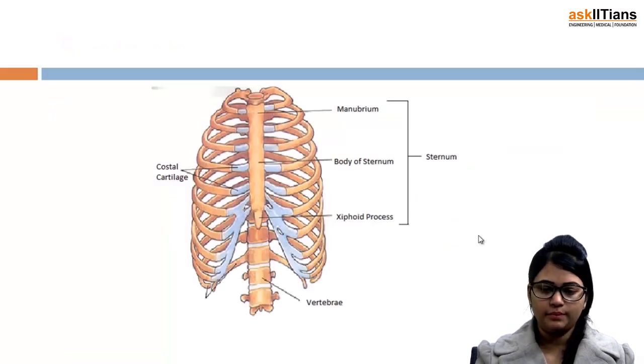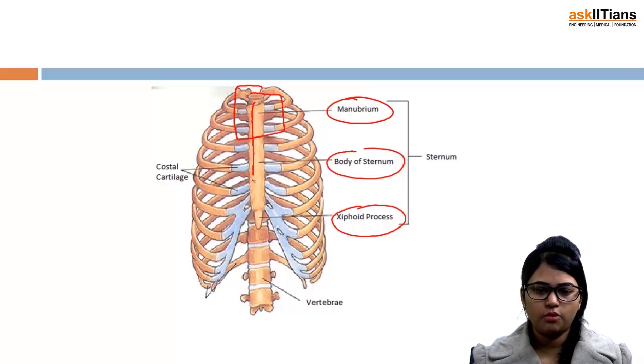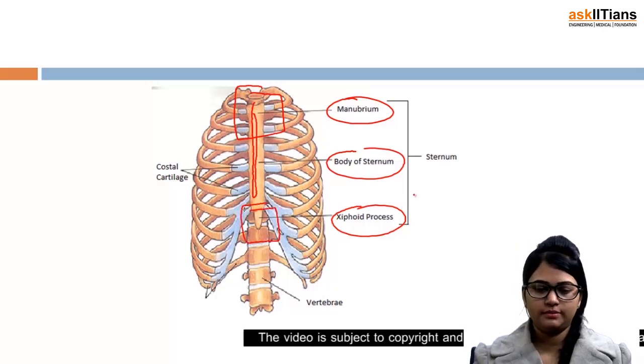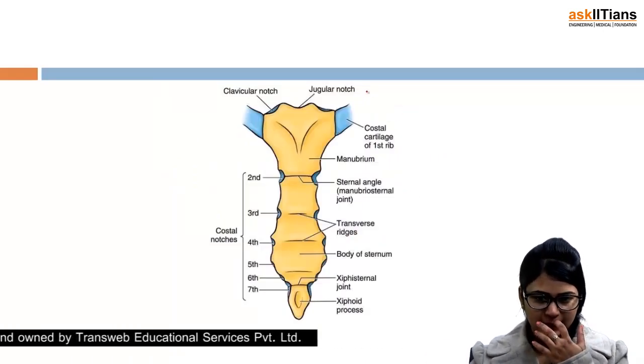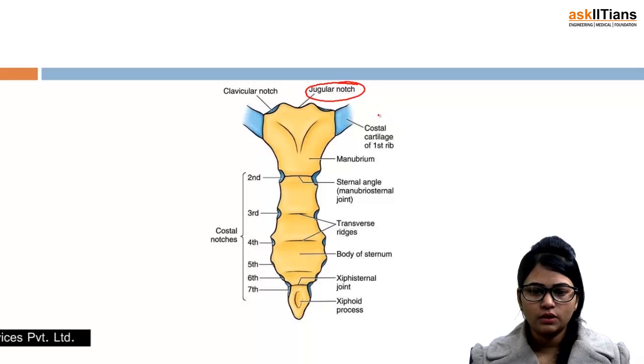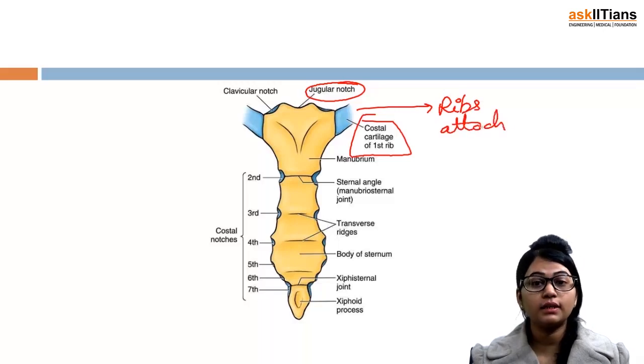You can see, now I am going to tell you manubrium, body of sternum, xiphoid process. So this part is manubrium, this complete part is the body of sternum and then comes the xiphoid process. Here you can see the jugular notch, the costal cartilage where the ribs attach. Here the ribs attach with the sternum.